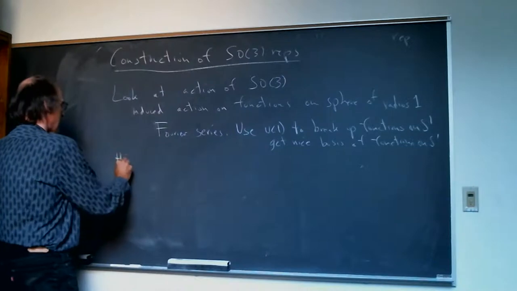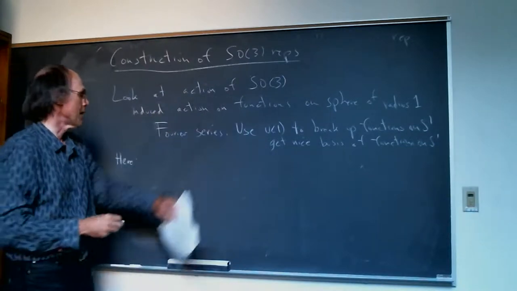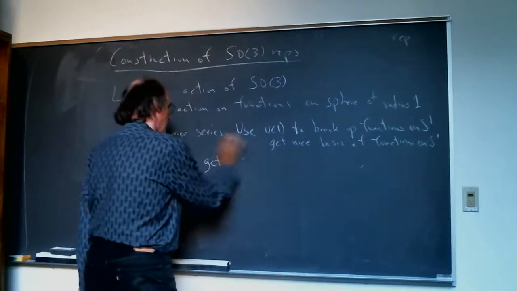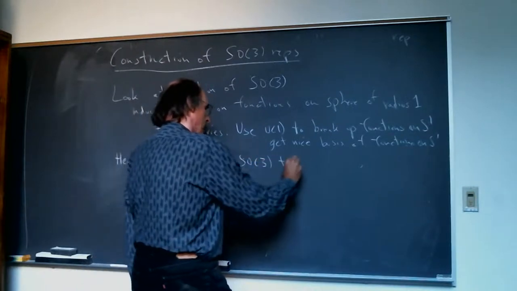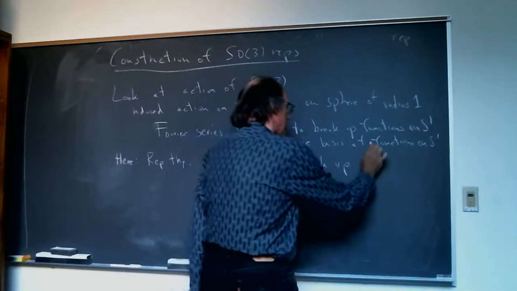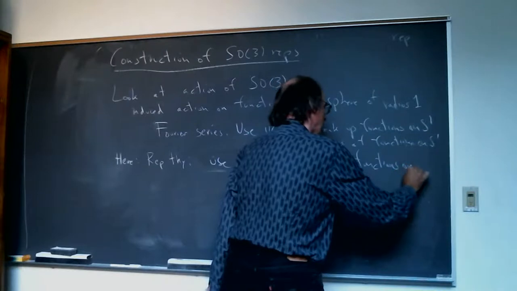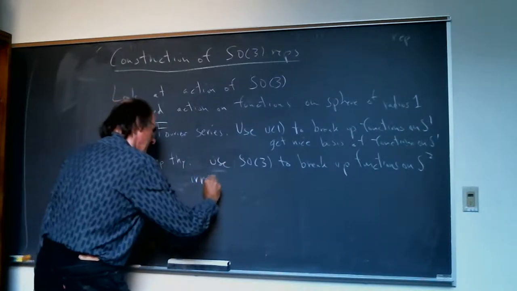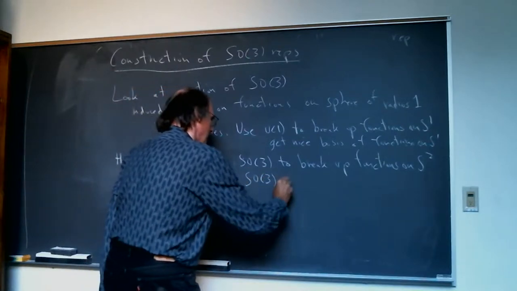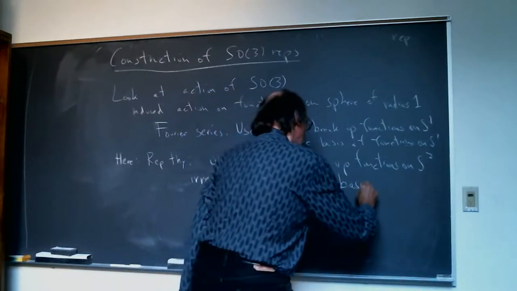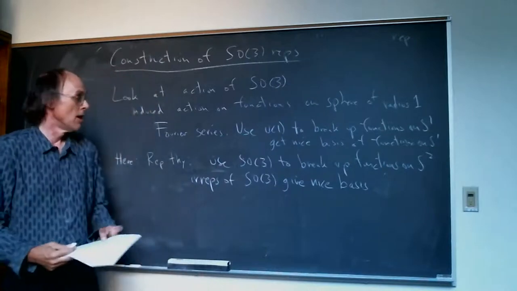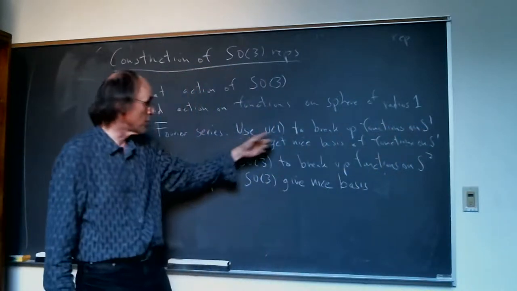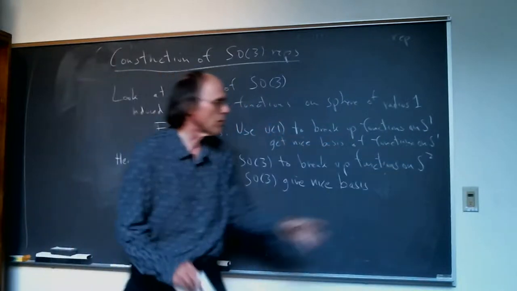But now this story, in some sense, is a generalization of this. Representation theory gives you a nice way to use SO3 to break up functions on S2, and the irreps of SO3 give a nice basis. Okay, so the story though actually is interestingly more complicated than on S1. On S1, because you're using the irreducible representations of U1 to give you a basis, they're all one dimensional.